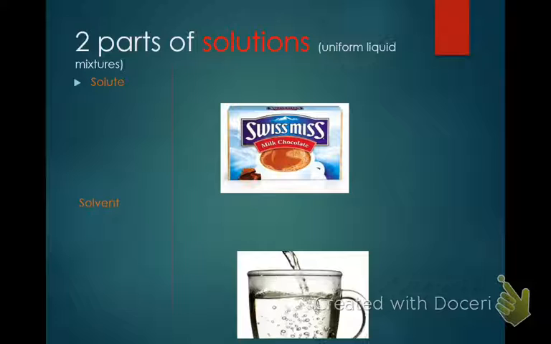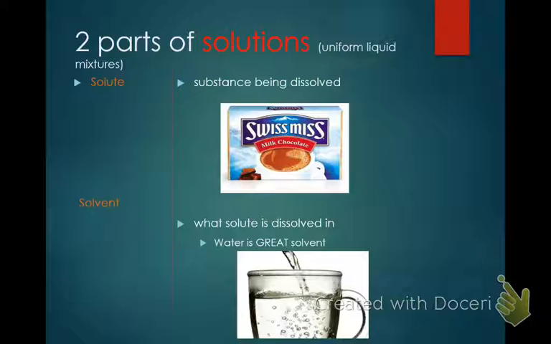2 parts of solutions. So whenever you're making a solution, there are 2 parts. There is a solute and a solvent. Okay? The solute is the substance being dissolved, and the solvent is what solute is dissolving in, okay? So for example, if you're making hot chocolate, your solute is the hot chocolate and your water is the solvent. And water is a really good solvent because it's considered the universal one because we use it for tons of things.